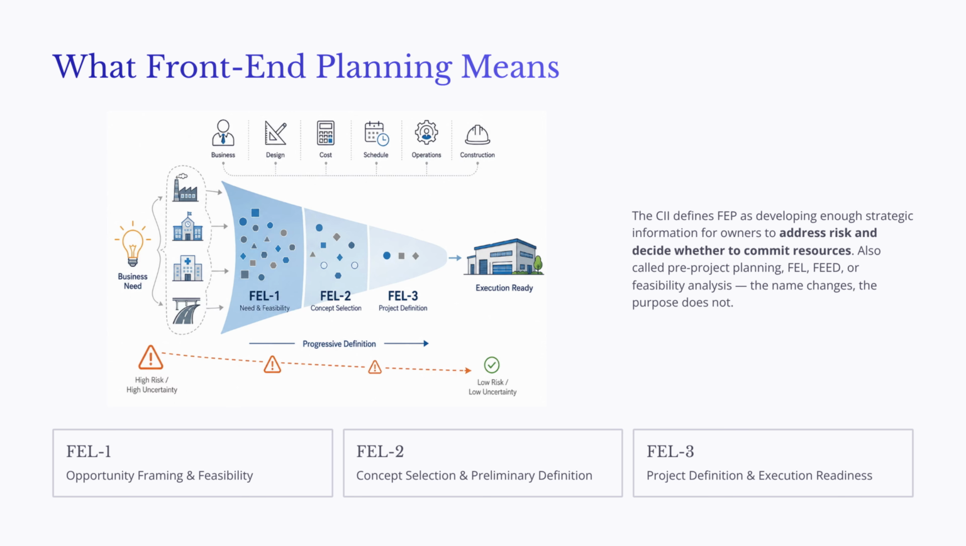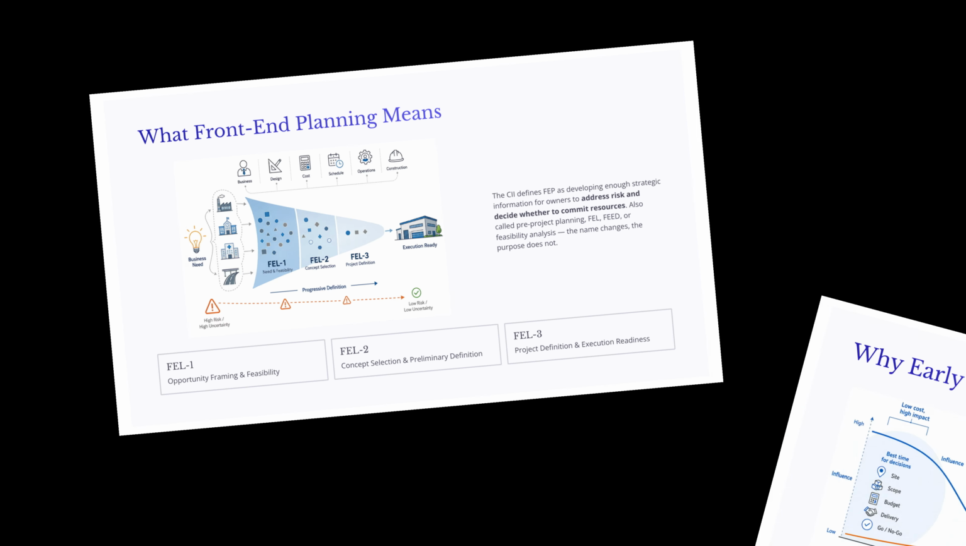The slide also shows the three common phases of FEP. FEL1 focuses on opportunity framing and feasibility. FEL2 focuses on concept selection and preliminary definition. FEL3 focuses on project definition and execution readiness. The key idea is progressive definition. A project should not jump from a broad idea directly into full execution. Each phase should reduce uncertainty, test assumptions, and give decision makers better information than they had at the previous stage.